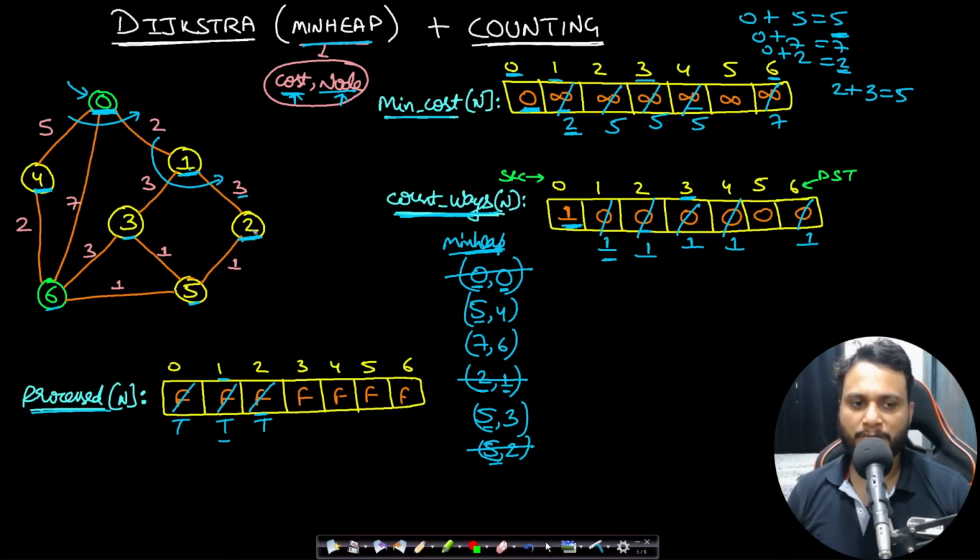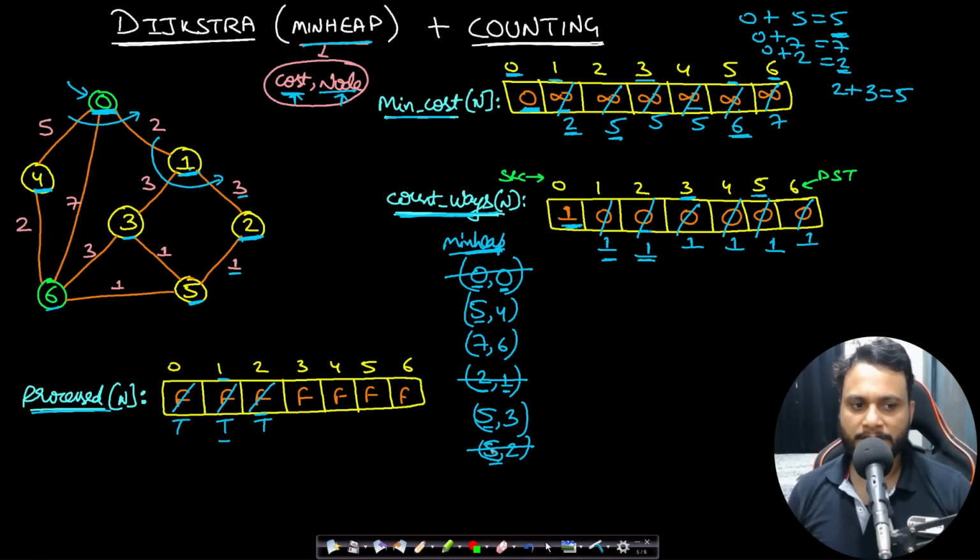Now you cannot process this 1 even though it is adjacent, because it is already processed, and we can process 5. So the minimum cost to reach 2 is 5 and the edge weight is 1. So the cost to reach 5 will be 6. But the already known cost is infinity, so I will be updating this to 6. So the number of ways to reach 5 via 2 through minimum cost will be equal to the number of ways to reach 2, which will be 1. So update this to 1.